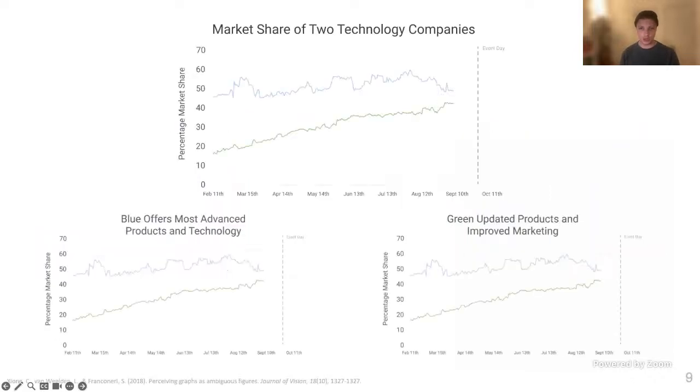We also used a line chart, which uses the same kind of basic patterns for comparison for chart type and topic. So you can see here the blue company is winning for the duration of the existing data, but the green company is rising. And here we're using the event day as the prediction point, or that kind of dotted gray line.